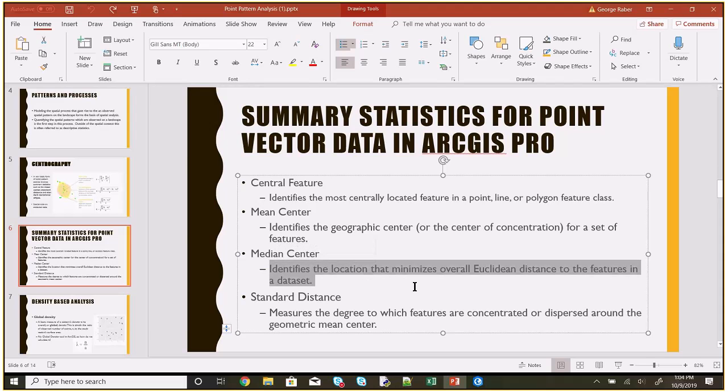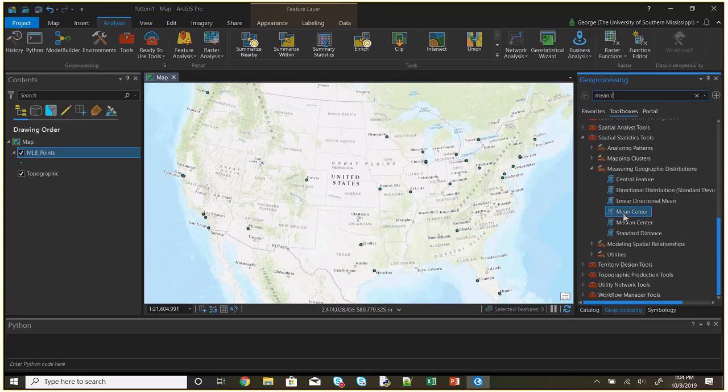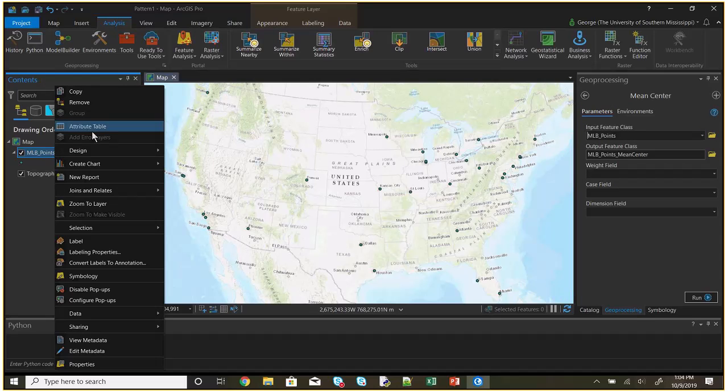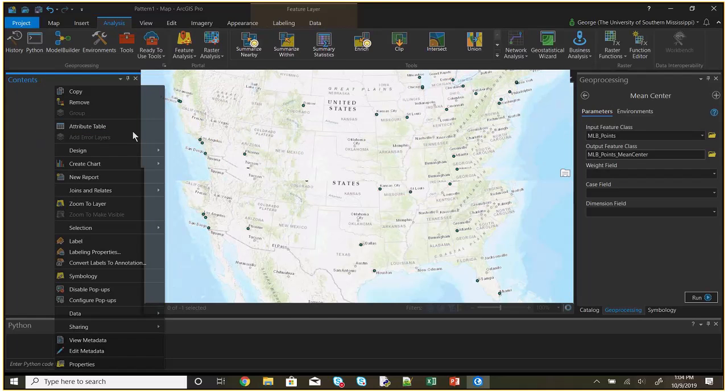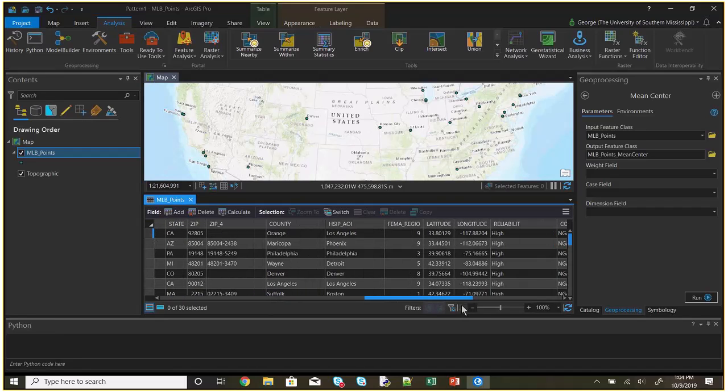All right. Okay, so let's do an example here real quick. So we've got our mean center for all the baseball teams in the United States. Where is the mean center of baseball teams? Attribute table. I think probably in Illinois. All the customers, East Coast. Bet in Kansas.